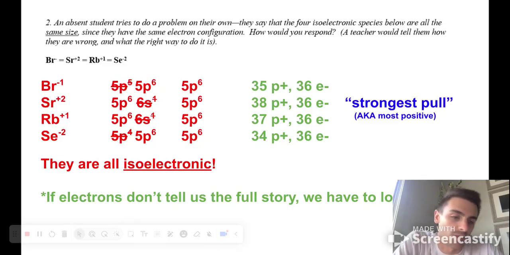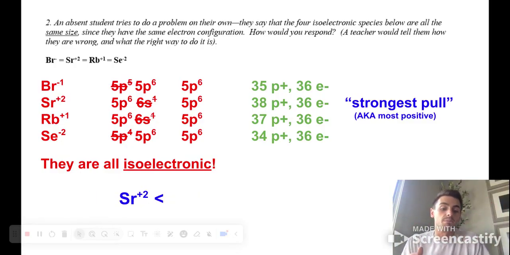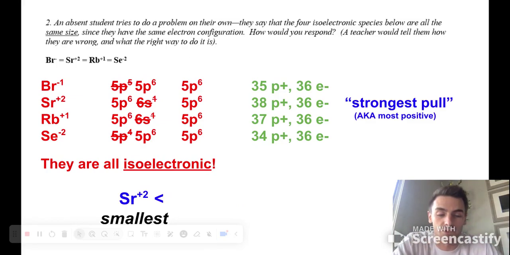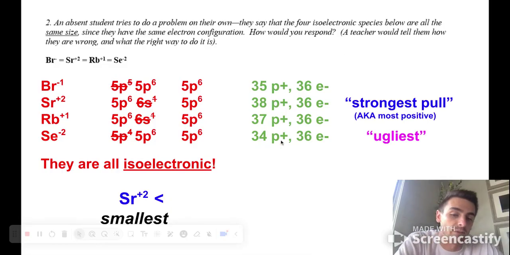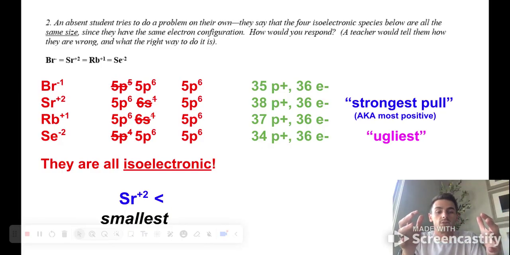So as far as the ranking now, I just always start with an extreme. If we look at all of these, 38 is by far and away the most positive, which means it's going to pull the hardest, which means strontium +2 is going to be the smallest. I always start with the extremes, and you can go whichever way you want, but that's what I always do. So then, building on the extremes, out of everything that's left, a 34 versus a 37, that person's ugly for sure. Not really in real life, but just meaning that those 34 positives aren't going to pull as hard.